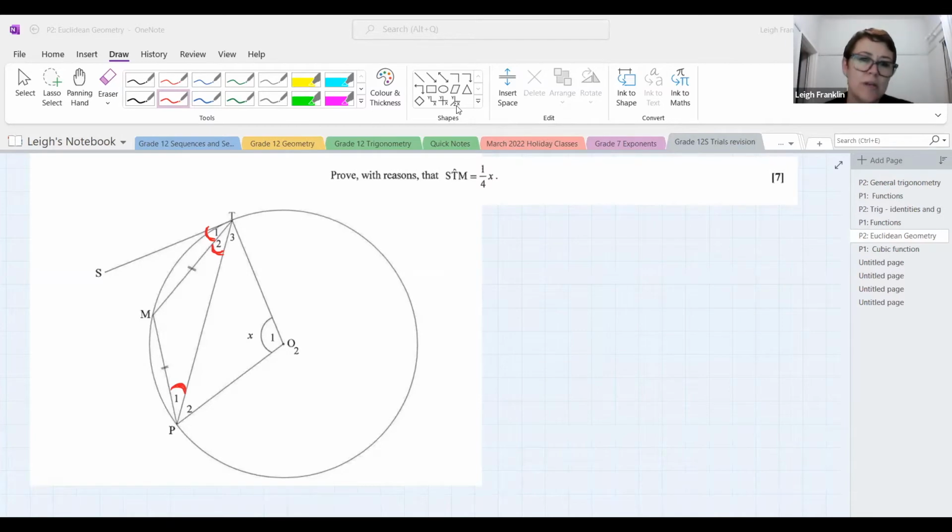So now we know, well, we don't know the size, but we know that T1 equals P1. We know that P1 equals T2. Now we're trying to get to X, because we've got to prove that STM, in other words T1, is 1/4 of X. So where are we going to go from here? We know that P1 and T2 are equal. Where do we go next?